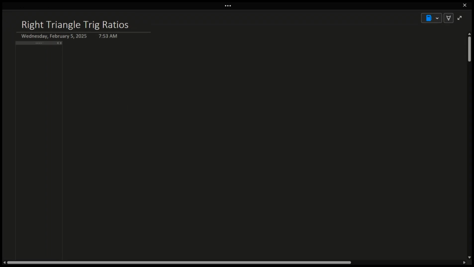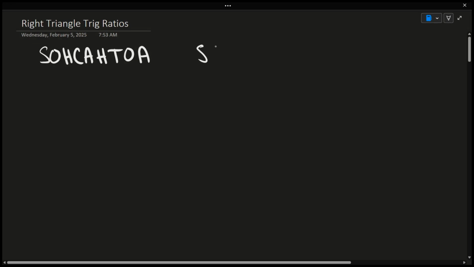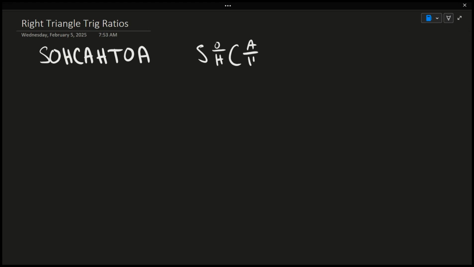SOHCAHTOA. Some folks will write it this way. I prefer to write it this way. Reason being, and what is this mnemonic device for? A mnemonic device is something that helps us remember. This is to help us remember the three trigonometric ratios.